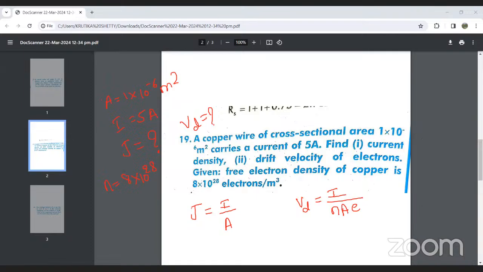So please substitute all the values, calculate current density and drift velocity and tell me the answer.